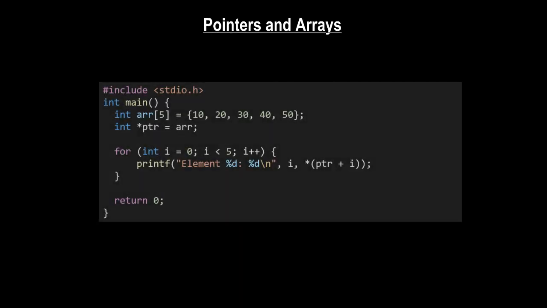Pointers can be used to navigate arrays efficiently. Let's see how pointers and arrays work together. In this example, we used a pointer to traverse and print elements of an array. Pointer arithmetic allowed us to access array elements. Remember, arrays when passed as arguments always behave like pointers. We will discuss this in upcoming detailed videos on arrays and pointers.